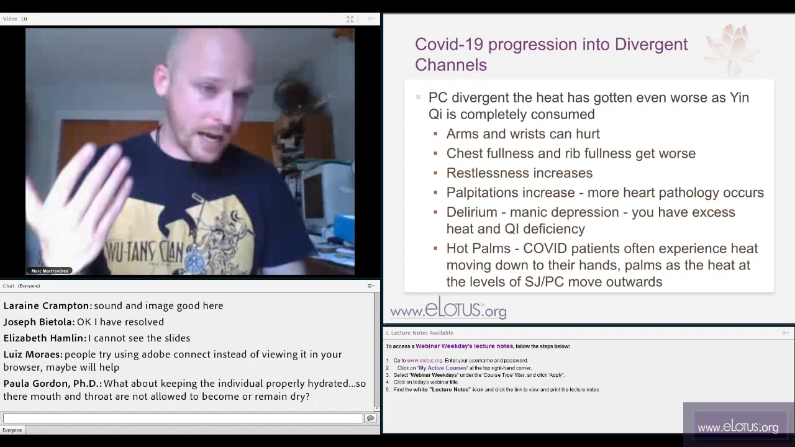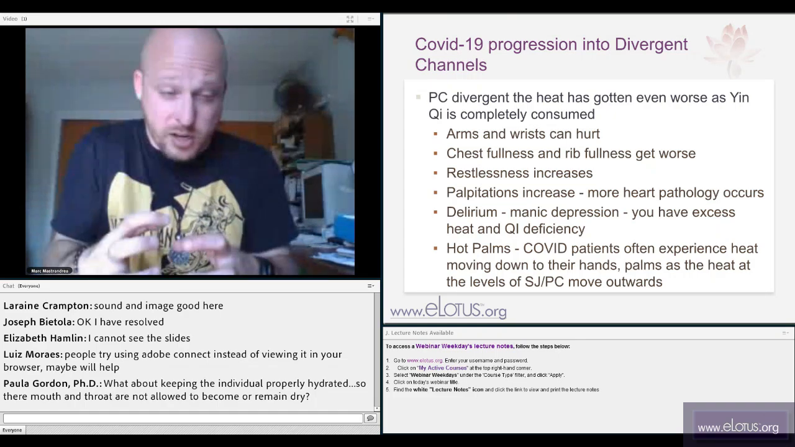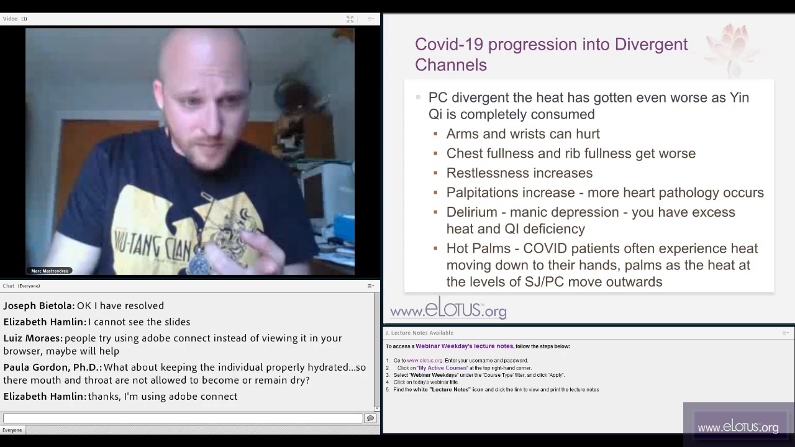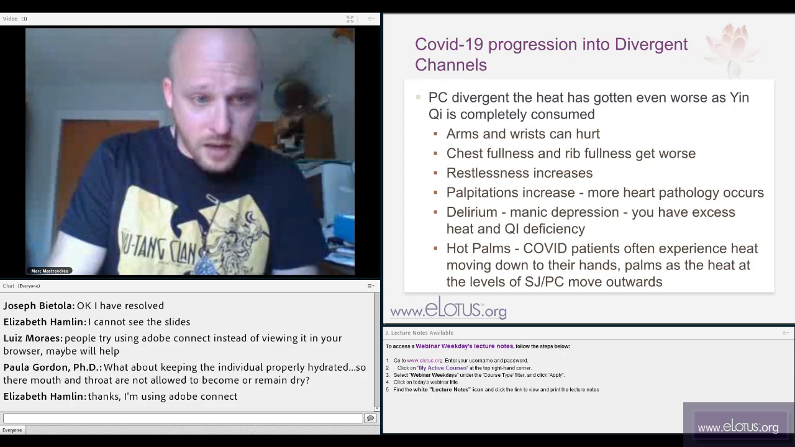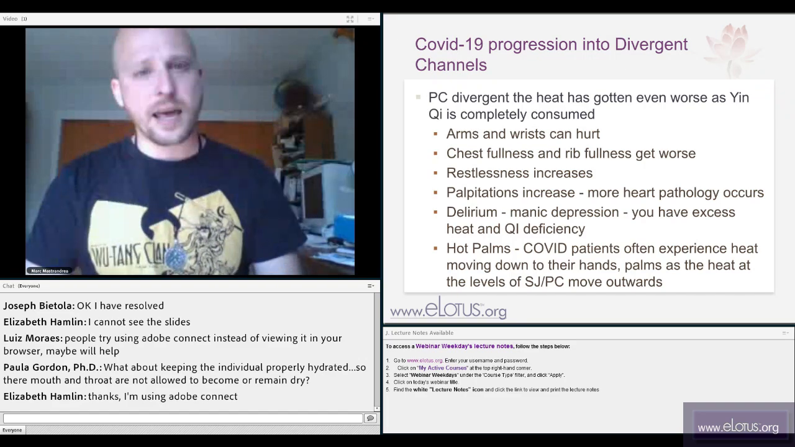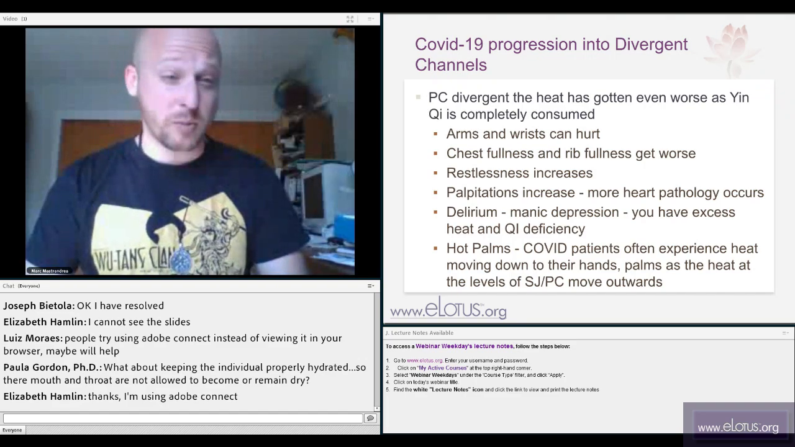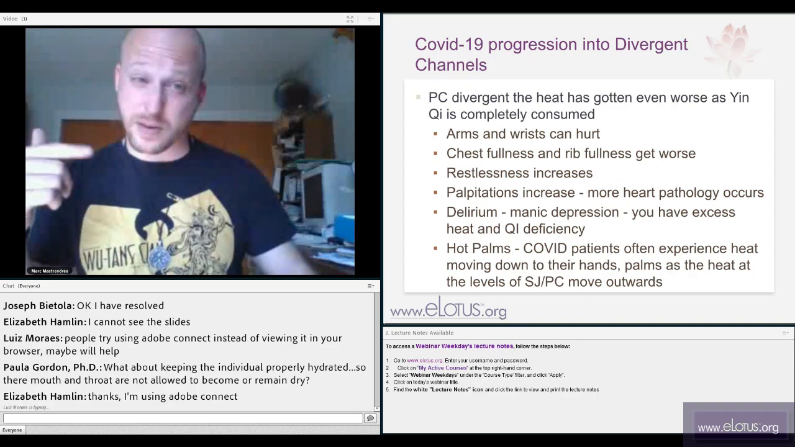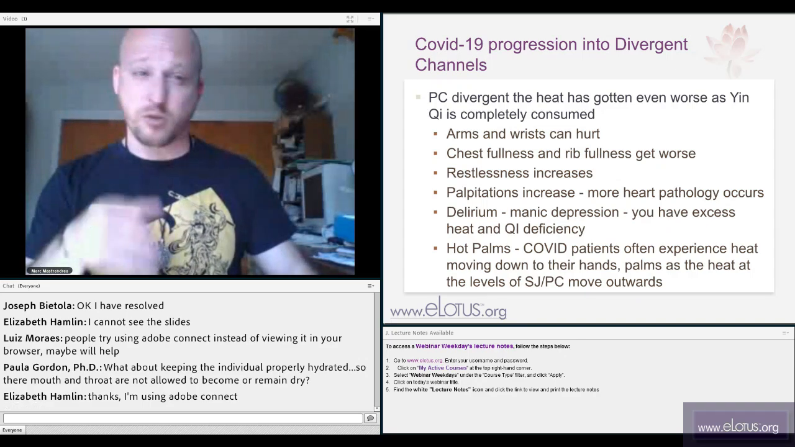They're drinking ice water, which is not going to be good for them because it's just going to cause more constriction, right? So when you have this question here, what about keeping individual properly hydrated so their mouth and throat are not allowed to become dry? They can make that attempt. However, most times when you see COVID and these symptoms, it's going to be that severe. They can drink as much water as they want. They're still going to be dry.